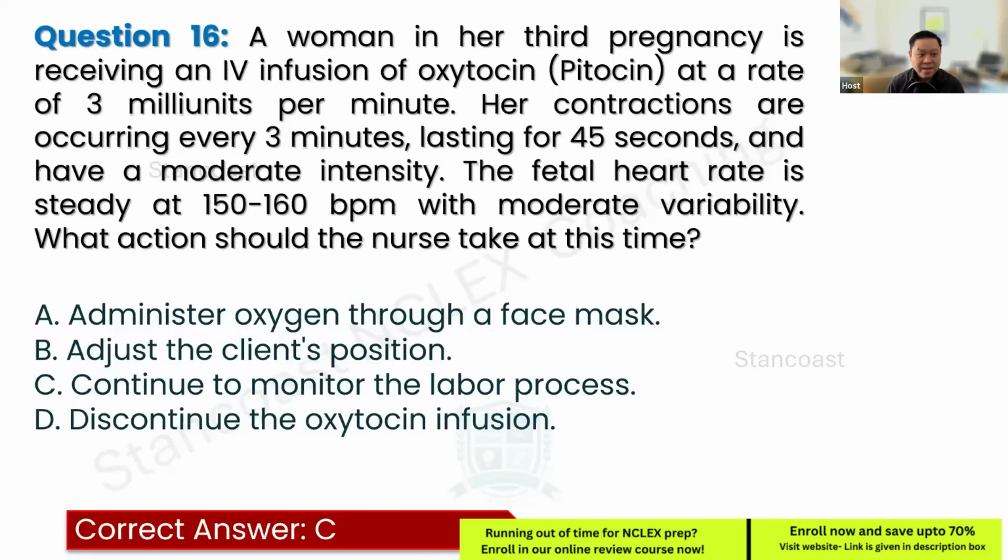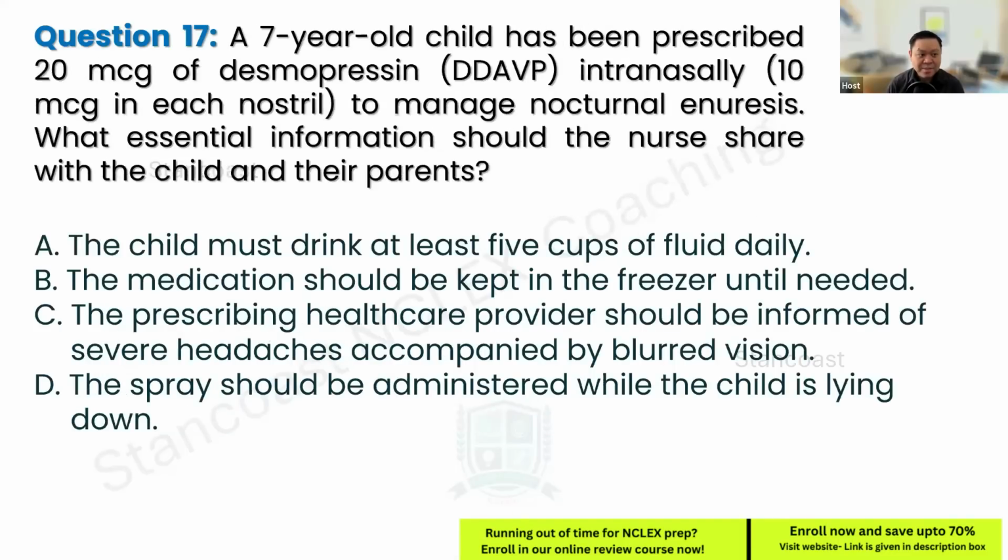Number 17. A 7-year-old child has been prescribed 20 micrograms of Desmopressin intranasally, which is 10 micrograms in each nostril, to manage nocturnal enuresis. What essential information should the nurse share with the child and their parents? A. The child must drink at least 5 cups of fluid daily. B. The medication should be kept in the freezer until needed. C. The prescribing healthcare provider should be informed of severe headaches accompanied by blurred vision. And D. The spray should be administered while the child is lying down.